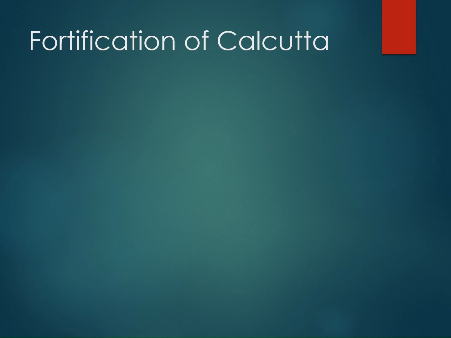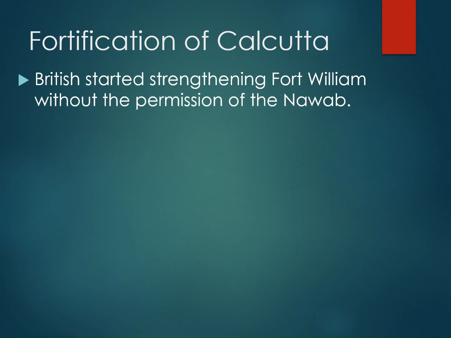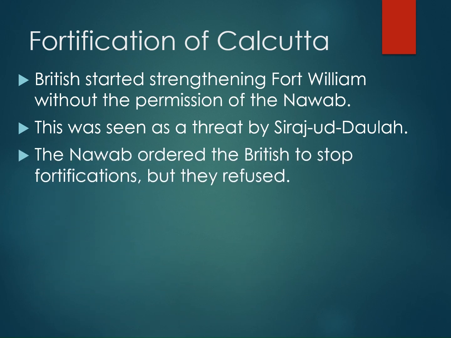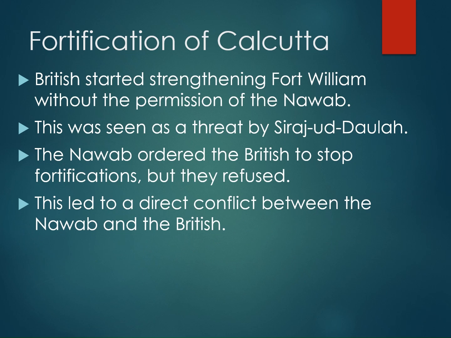Fortification of Calcutta. The British started strengthening Fort William without the permission of the Nawab. This was seen as a threat by Siraj-ud-Dowla. The Nawab ordered the British to stop fortification, but they refused. This led to a direct conflict between the Nawab and the British.